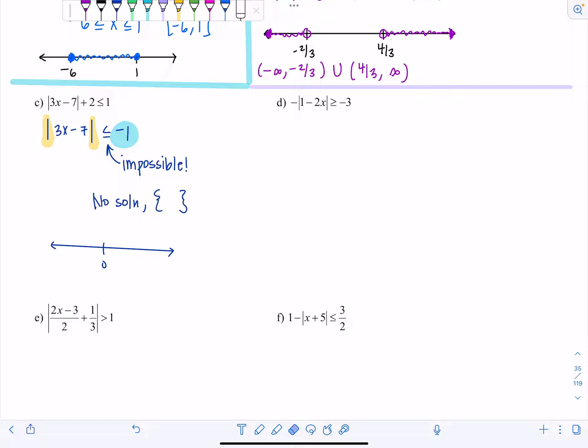Okay, that's it. Actually, I like it when that happens because then there's no work to do. Okay, example D. Don't get too excited seeing the negative on the other side and thinking it's another no solution, because the absolute value is not isolated. We got to divide through by that negative. And in so doing, don't forget to flip the direction of the inequality. So we've got absolute value of 1 minus 2x is less than or equal to positive 3 now.